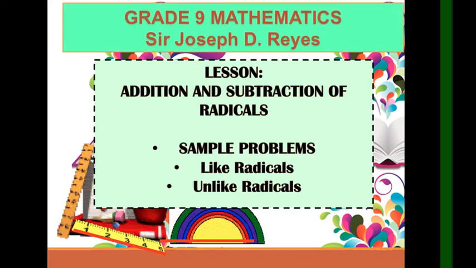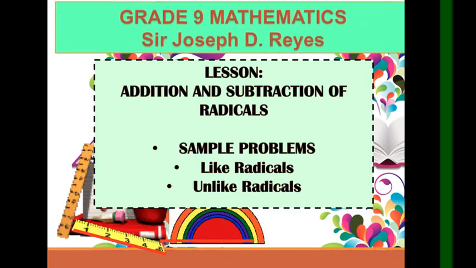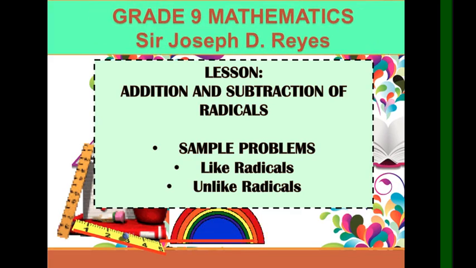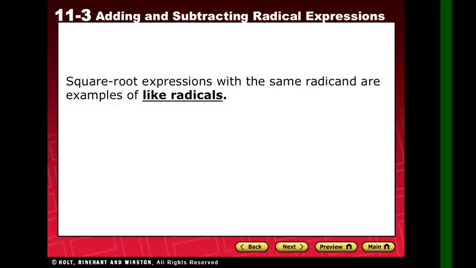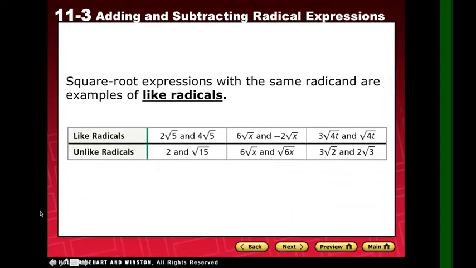Thanks, and now let's proceed to our main topic for today, which is all about addition and subtraction of radicals. Square root expressions with the same radicand are examples of like radicals. So in like radicals, we have an example: 2 square root of 5 and 4 square root of 5. Pareho yung kanilang mga radicand, yung mga nasa loob ng radical sign.